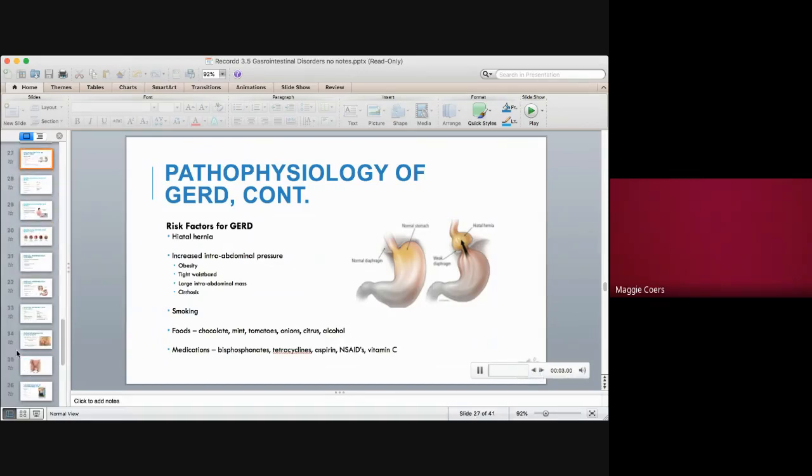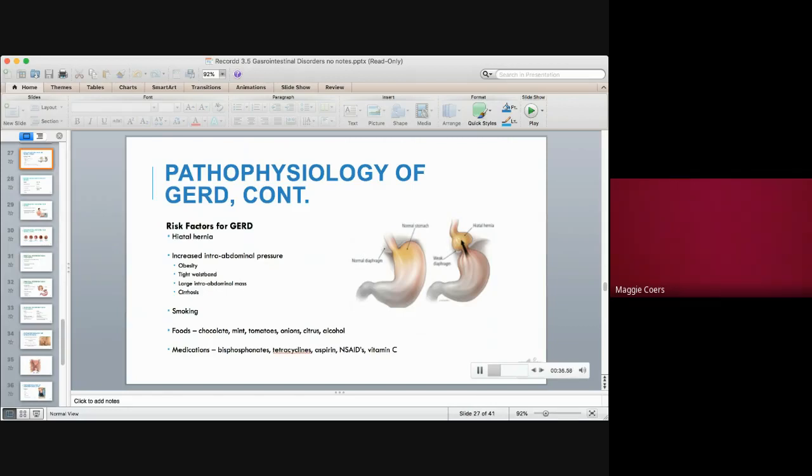Here are the risk factors for GERD. Hiatal hernia. In the picture, that's a depiction of a hiatal hernia. Basically, the stomach prolapses through the diaphragm, and the diaphragm then puts pressure on the bottom of that mini stomach. The little mini stomach can hardly get anything into the actual stomach, so everything gets launched back up into the esophagus. People with hiatal hernias have a lot more problems with GERD.